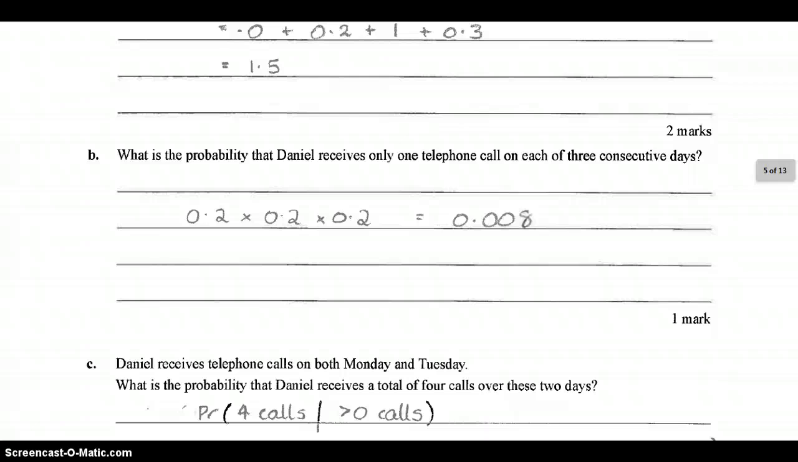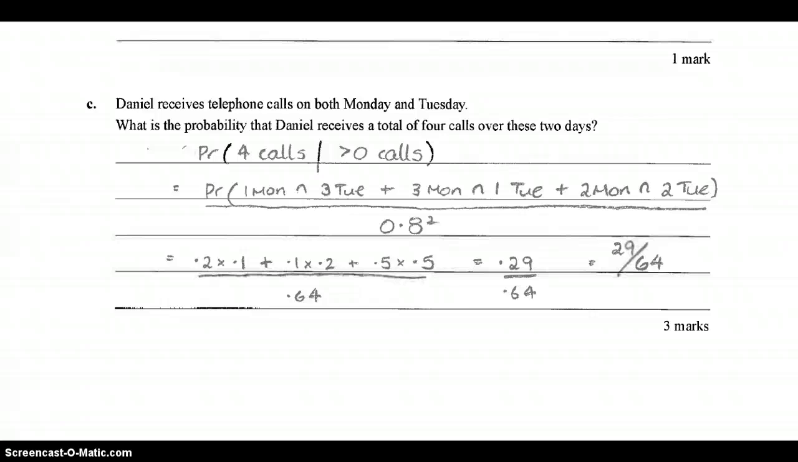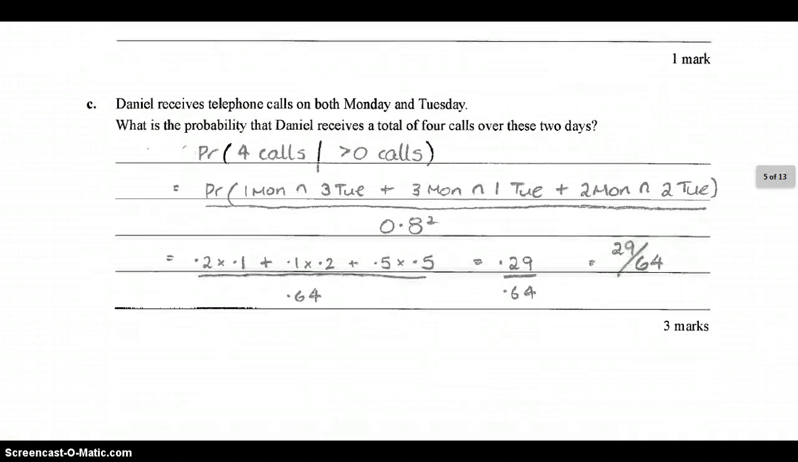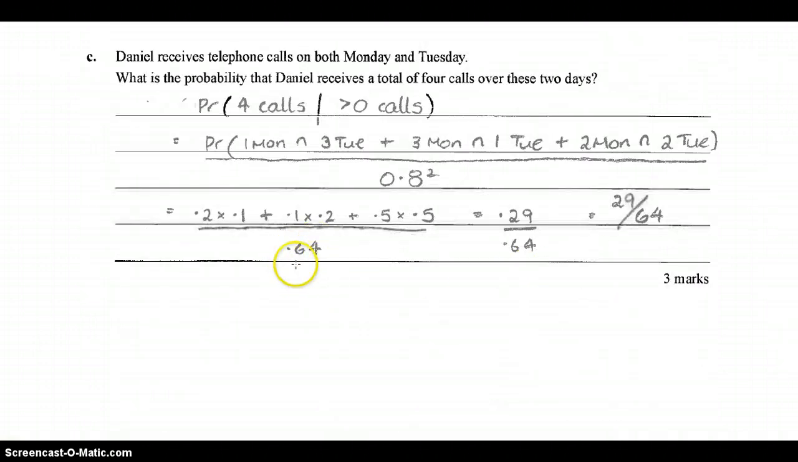Okay, now this question, most people got it wrong because they didn't realize this was a conditional probability question. What it's asking for is the probability that Daniel receives a total of 4 calls, given that he gets any calls at all. So we could set it up like this. The probability that Daniel's going to receive any calls at all on each of the 2 days is going to be 0.8, because that's the probability that he gets 1 or 2 or 3, which is 0.8. So 0.8 times 0.8 is 0.64, which is where the bottom comes from.